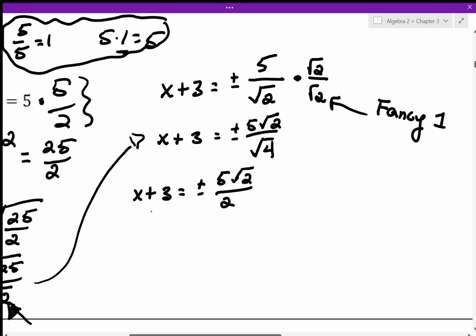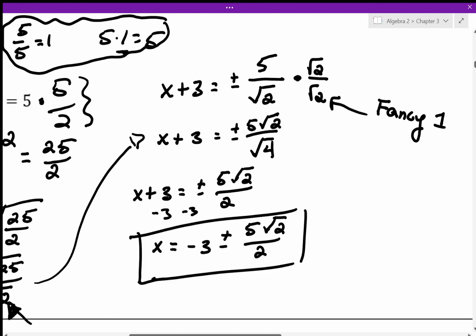Lastly, I subtract my 3. And I get x equals negative 3 plus or minus 5 root 2 over 2. And that's going to be our final answer.